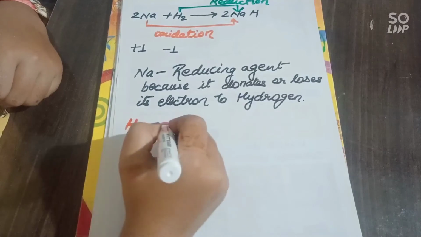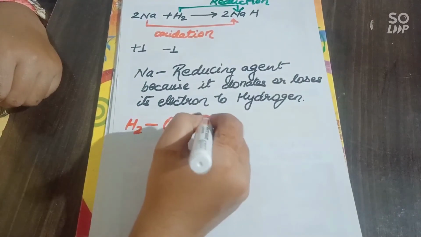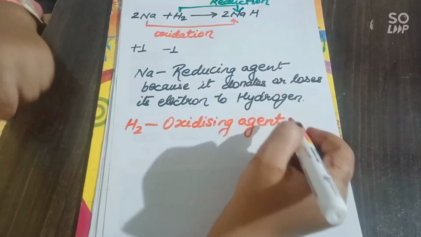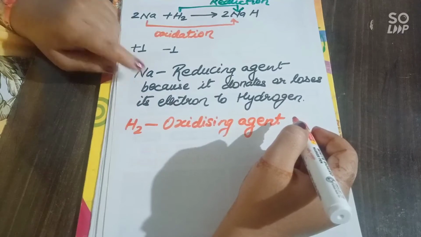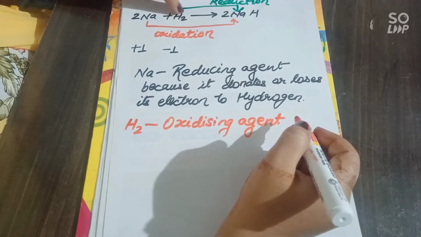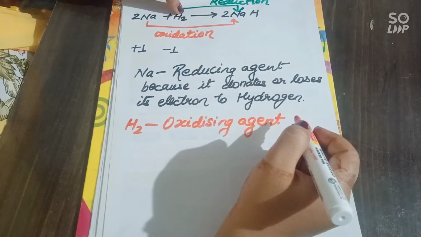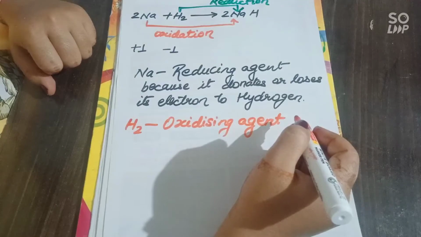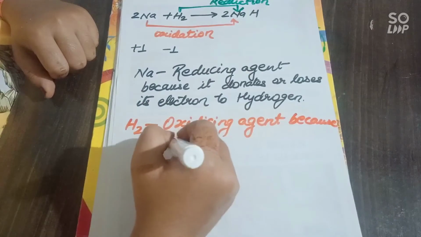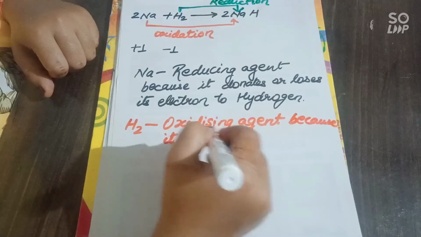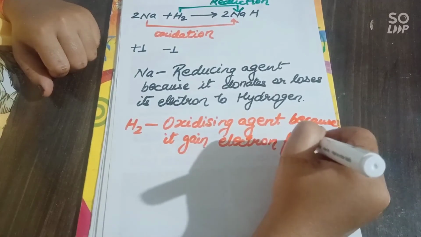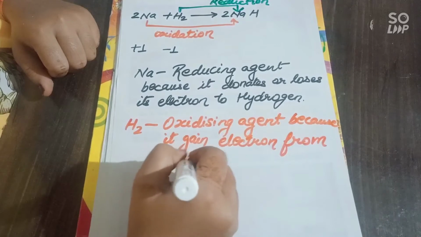H2 will be oxidizing agent here. Oxidizing agent. Why? Because H2 is taking electron from sodium. So whenever there is a gain of electron by some species, it is termed as oxidizing agent, because it gains electron from sodium.